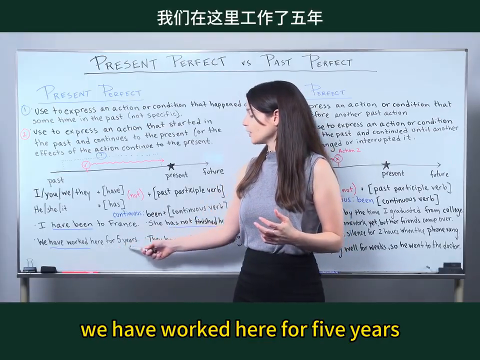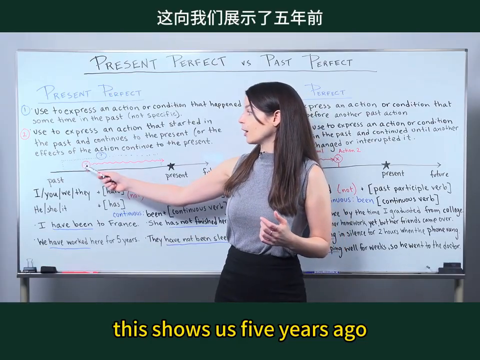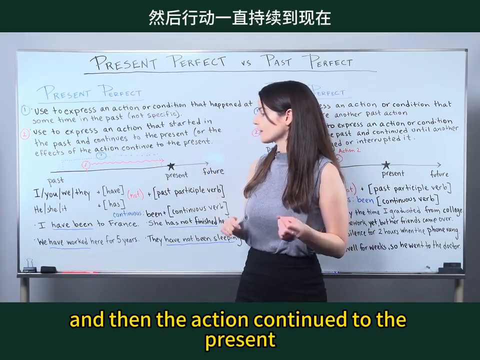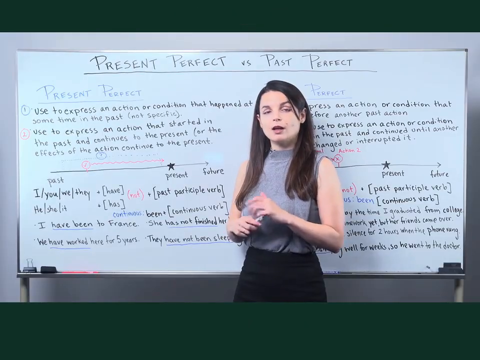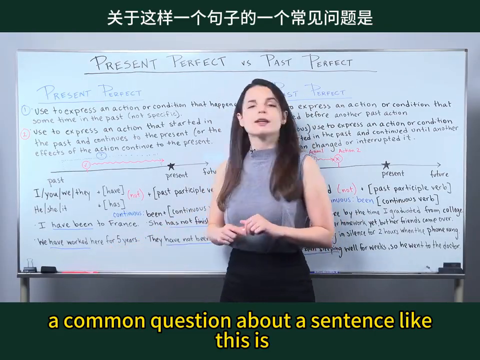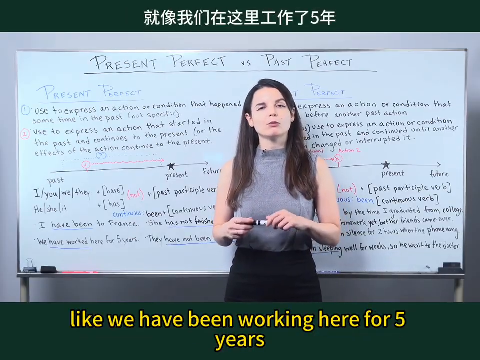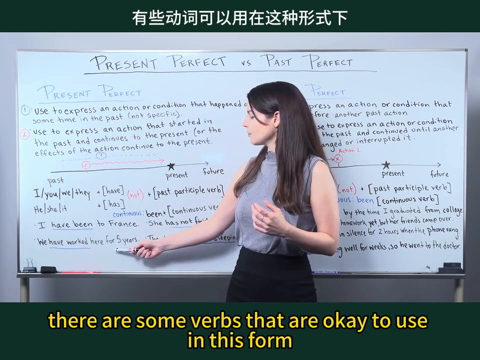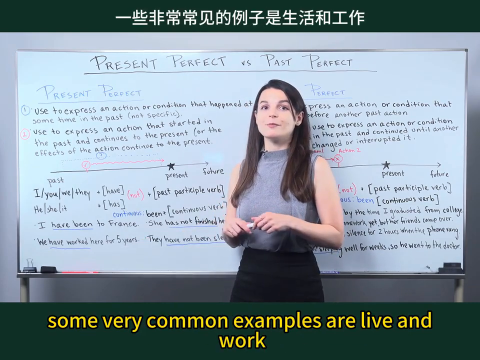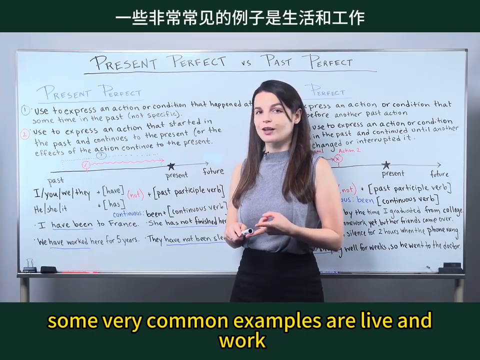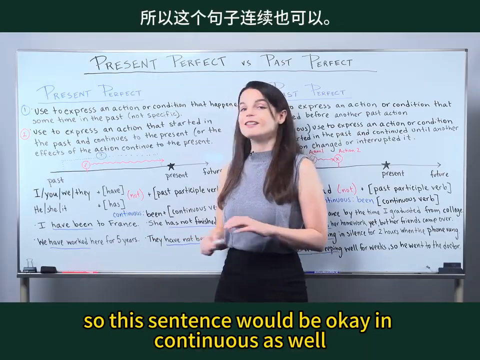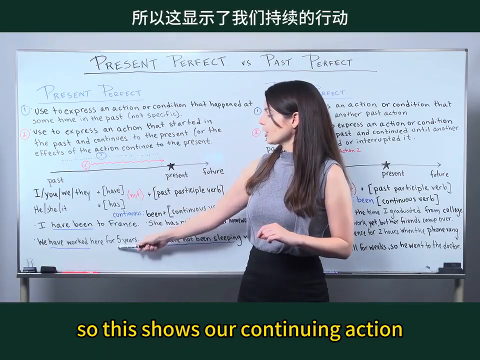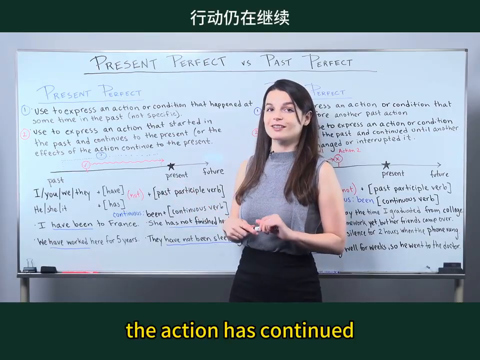We have worked here for 5 years. This shows us 5 years ago was the start point for the action. And then the action continued to the present. A common question about a sentence like this is, can I use the continuous form here? Like, we have been working here for 5 years? Yes. There are some verbs that are okay to use in this form and in the continuous form. Some very common examples are live and work. So this sentence would be okay in continuous as well. So this shows our continuing action and the length of time the action has continued.